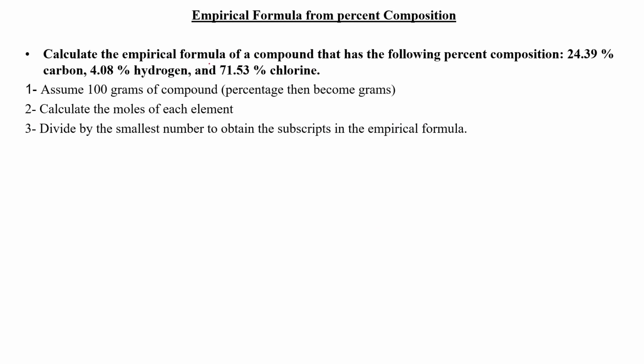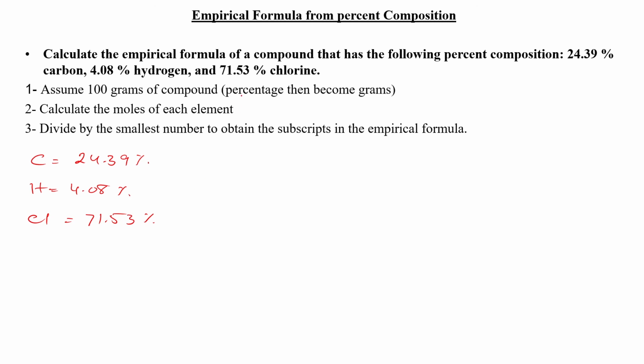So in this slide, we will see how to find empirical formula from percent composition. The problem is to calculate the empirical formula of the compound that has the following percent compositions. We have 24.39% carbon. Let me actually write it down. So we have carbon as 24.39%, hydrogen is 4.08%, and chlorine is 71.53%. So percentages are given.